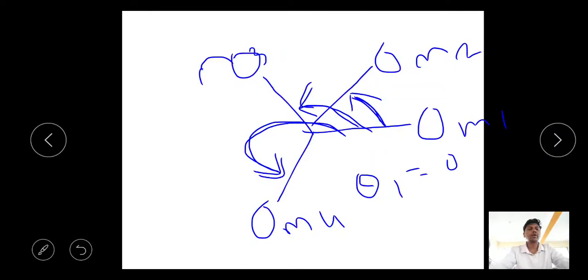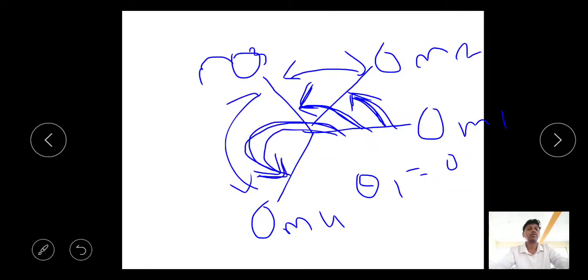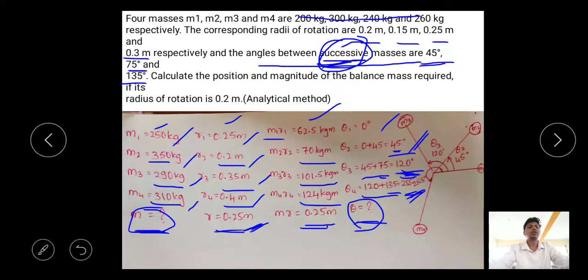It is not told from here, so always you have to find from here. Now it is given from here to here, and from here to here. See, we always want the angles from this mass M1. If it is given from this mass, you have to take it directly. If it is given successive, you have to add the previous angle to get that. So we have done the basic thing, that is M1, M2, M3 and M4 we have noted down.